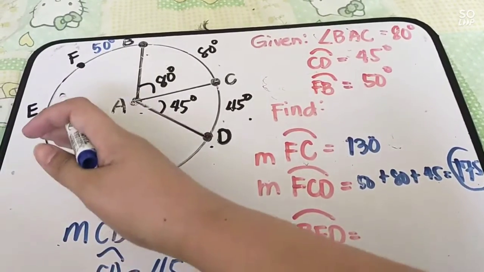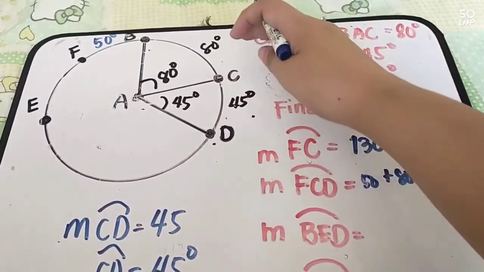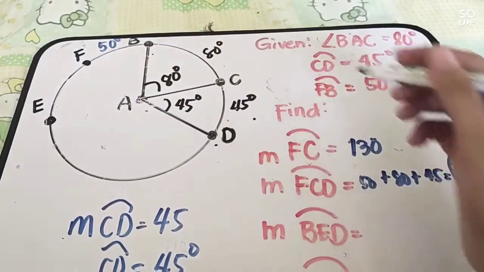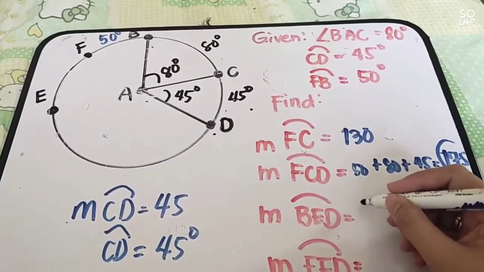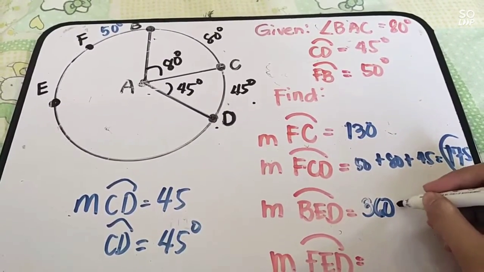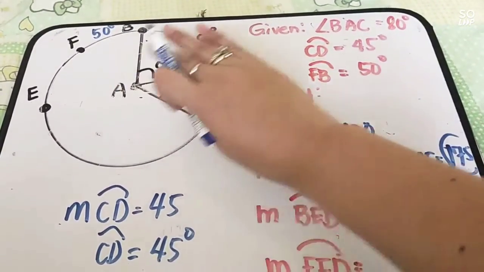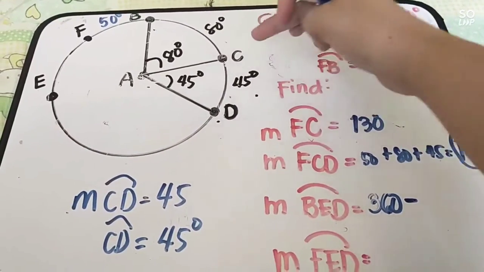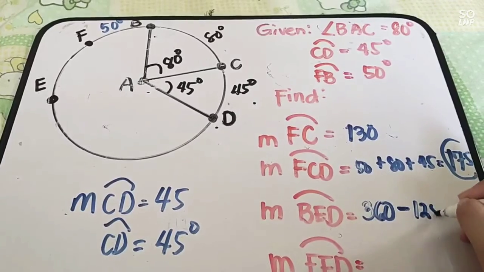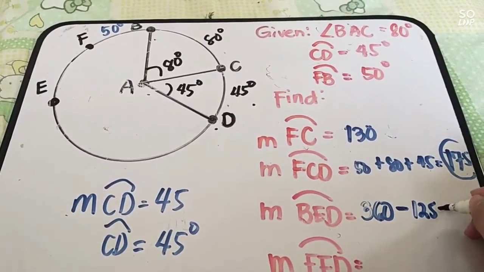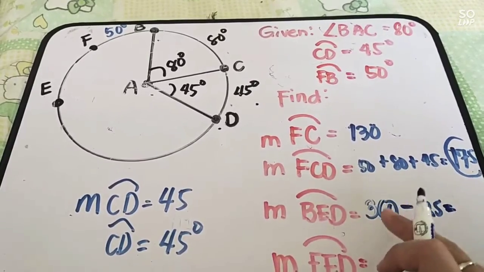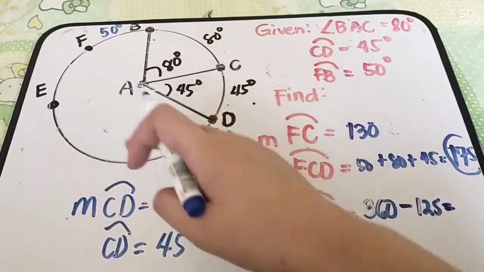Yan, itong side na to. Yung meron side na to, we have 80 and 45. Ang isang buo ulit is 360. So, therefore, you have 360, then you will subtract the measurement na meron ka dito sa kabilang side, which is 80 plus 45, that is 125. Then, solve. We have 360. Bakit 360? Kasi isang buong circle.